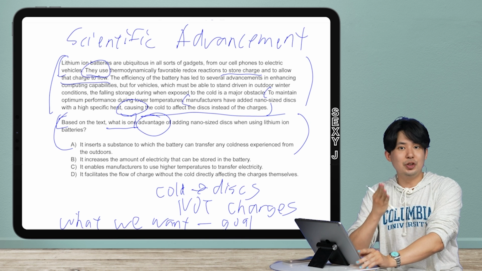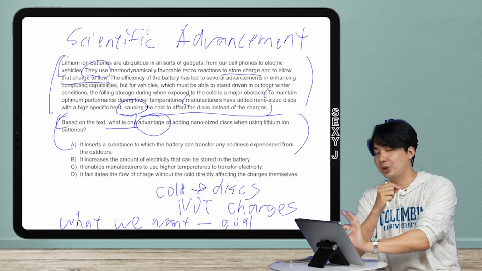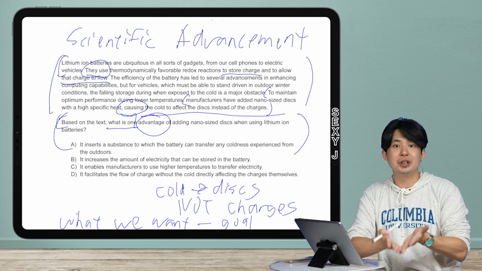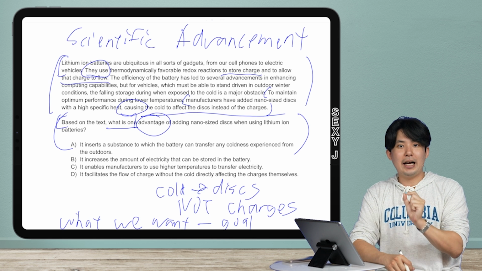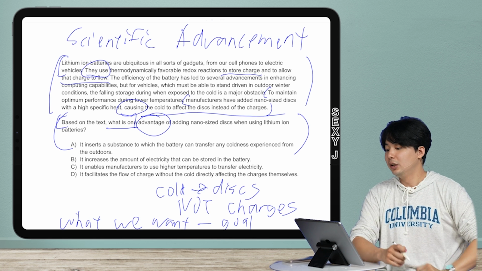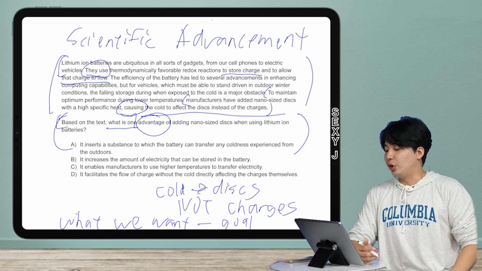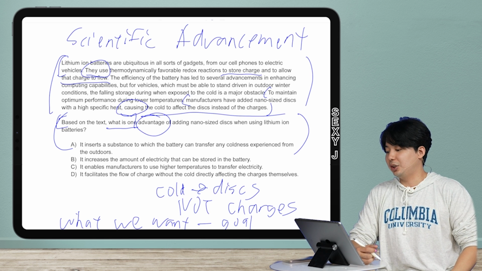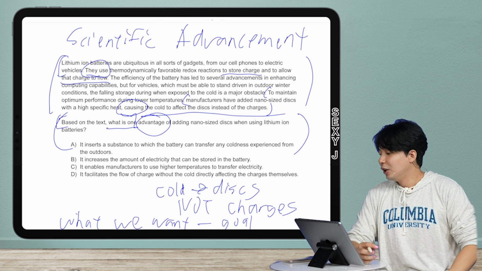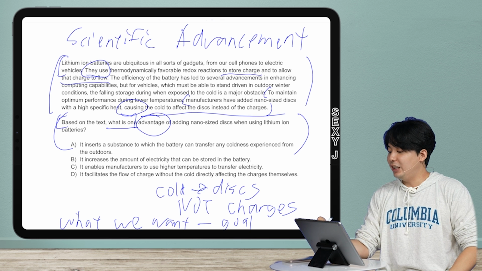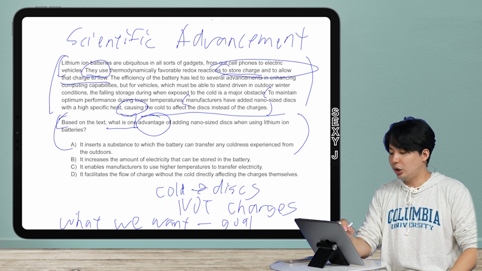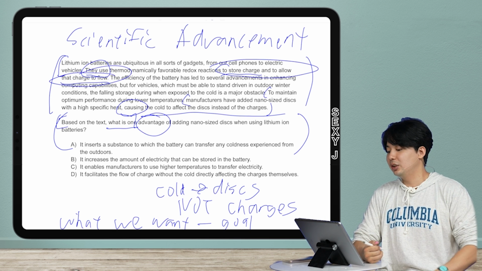This is why this is a new type of question, because normally we just look at the last sentence, since that's what happened at the end. But here I actually have to look at what my goal was originally. These are supposed to use thermodynamically favorable redox reactions. You don't have to know what that means, I made that up. To store charge and allow charge to flow. These are the things I want to happen: store charge, allow charge to flow. That is what I want.